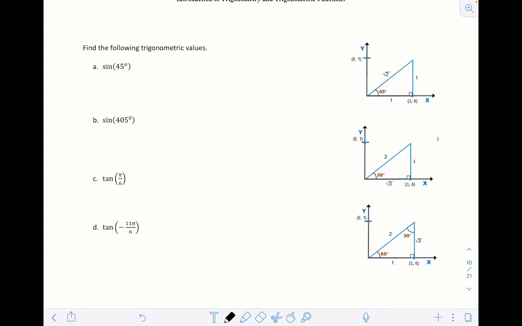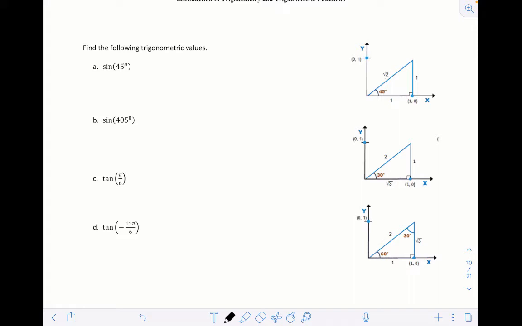Okay, let's start by just trying to evaluate these trig functions. So what I have over on the right are the 3 angles that we've looked at so far, the 45, the 30, and the 60, but I've actually just plotted them on the xy plane. But essentially the right triangles are the same, and the values, the lengths on the side are the same.